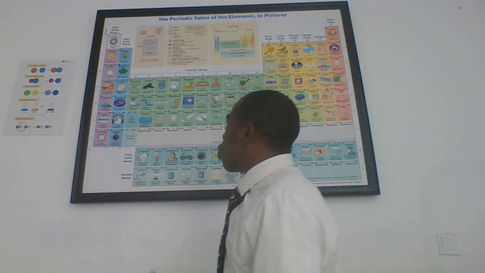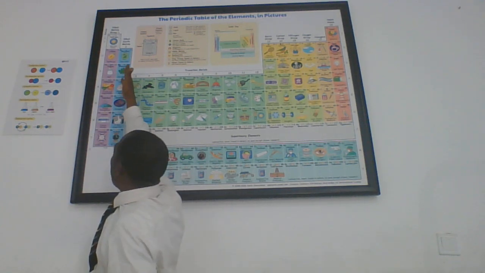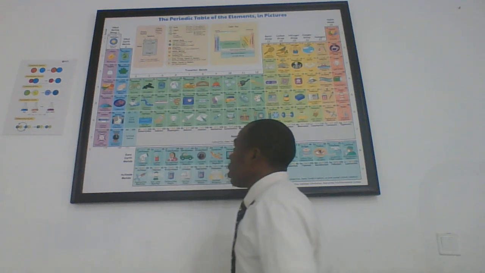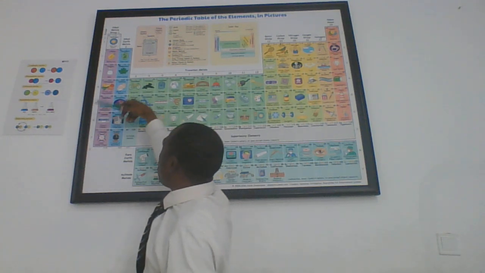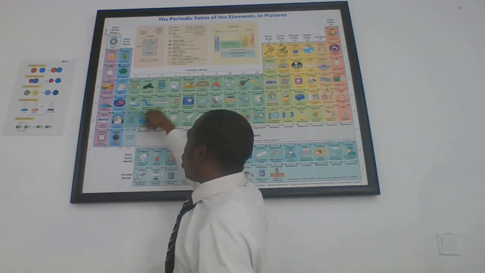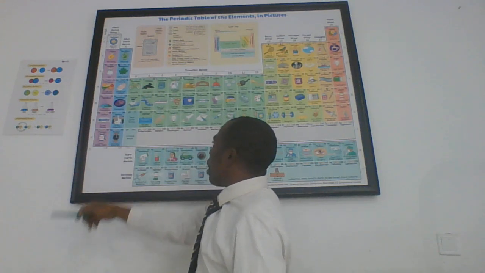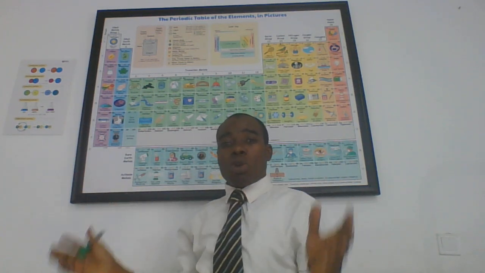So I move on to group two. The group two elements are the alkaline earth metals, and we have the elements beryllium, magnesium, calcium, strontium, barium, and radium in group two.